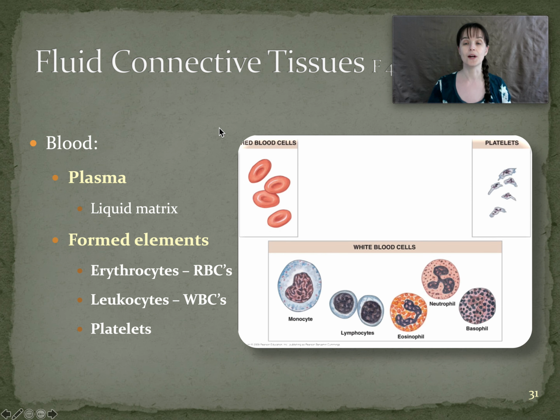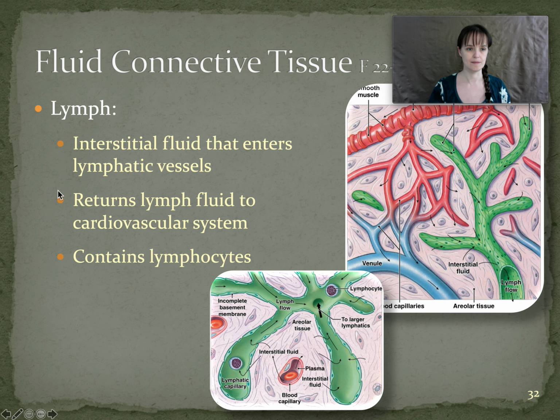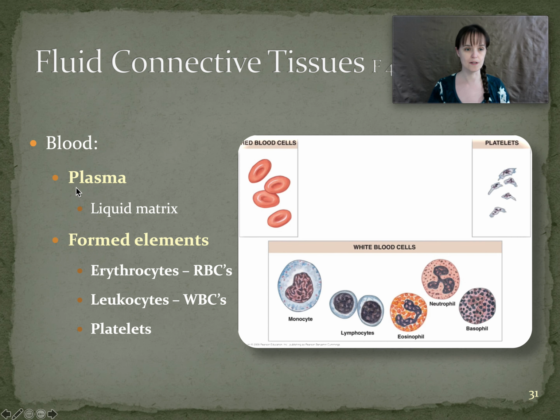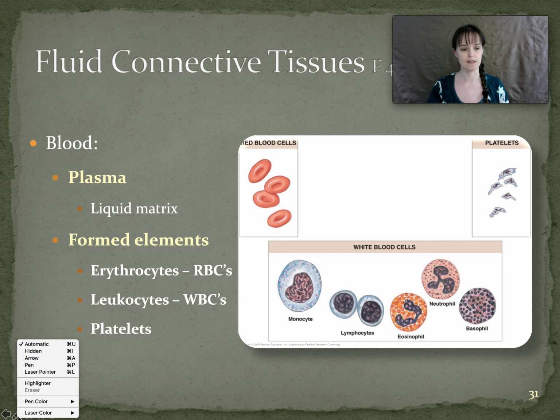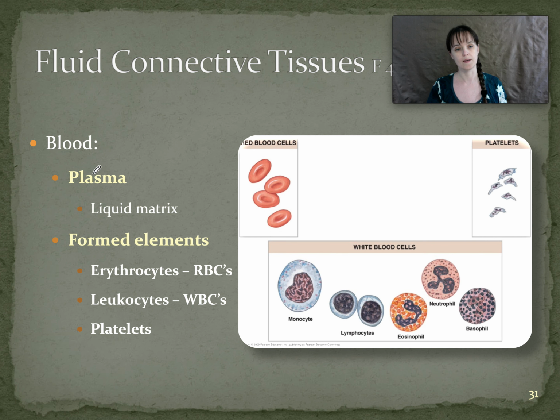Okay, so there are two kinds of fluid connective tissues. They are blood and lymph. So for blood, it has a watery matrix called plasma. Plasma is the part you can donate. You cannot sell body parts, obviously. So you are getting reimbursed for your time, and you're giving the plasma, but being paid for your time. See how that works.